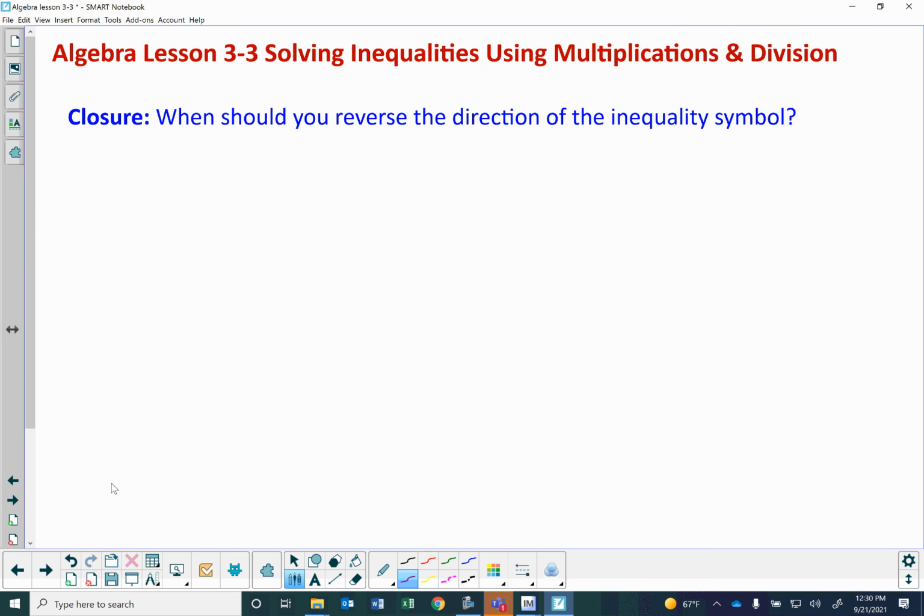All right, our closure question for today. When should you reverse the direction of the inequality symbol? Remember, we've talked about that. That was in the beginning of the notes. I've stated it many times. When should you reverse the direction of the inequality symbol? Please answer that question.